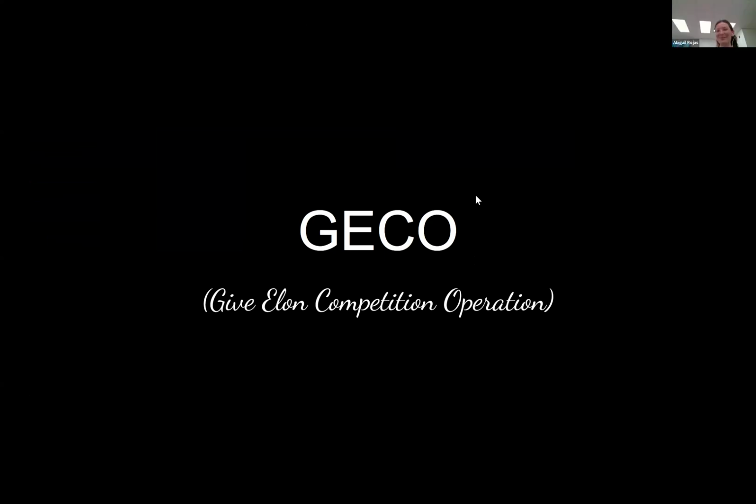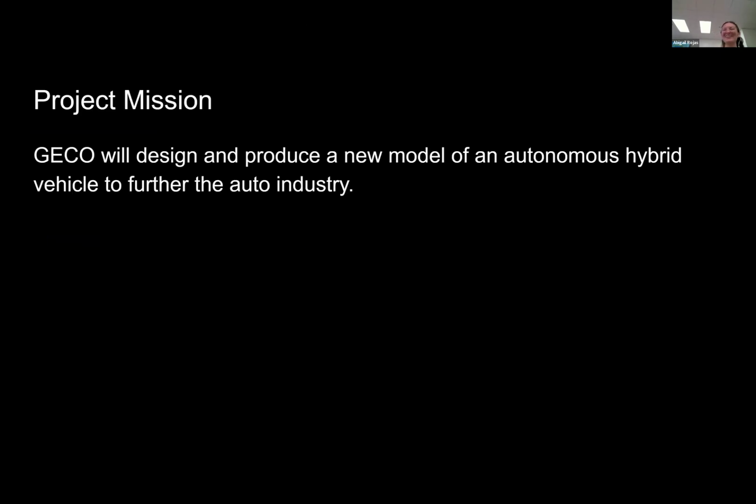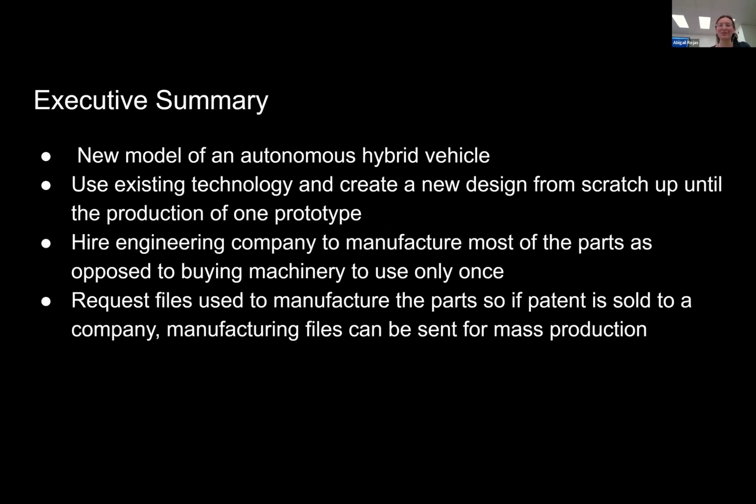Yeah, so my project was called Gecko, which stands for Give Elon Competition Operation, because the goal is to design a new model of an autonomous vehicle to further the auto industry that's also a hybrid. So, of course, it would give some competition to the Tesla company. The plan would be to make a new model of the autonomous hybrid vehicle again, and it would use existing technology, but the design would be from scratch.